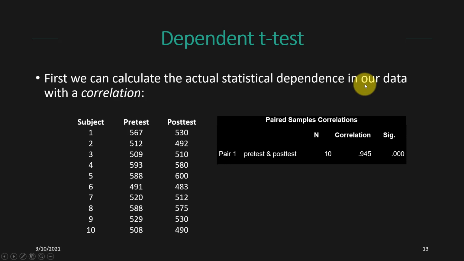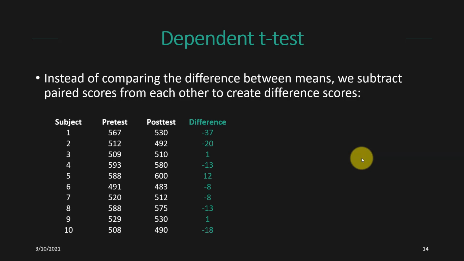So to calculate this dependent samples t-test, the first step would be to calculate the actual statistical dependence in our data with a correlation. So we have people's pretest scores, we have people's post-test scores, and if we calculate a correlation for those 10 scores, we find it's a very strong positive correlation. So people who tended to score high on the pretest also tend to score high on the post-test, confirming what we saw visually in the data.